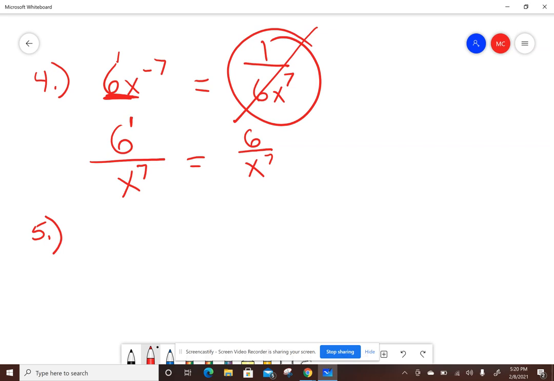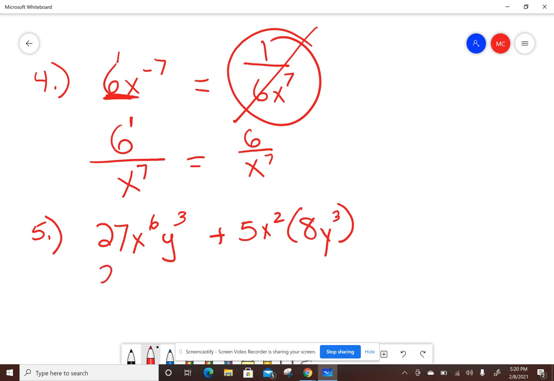So I'm going to cube that first term. So 3 cubed is 27. X squared cubed is x to the 6th, y cubed. And the second term is 5x squared times, and I have to do 2 cubed is 8y cubed. So now I have to multiply 5x squared and 8y cubed, and I get 40x squared y cubed.